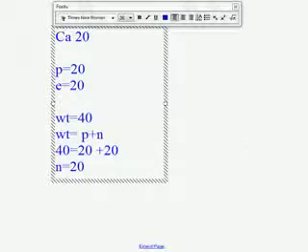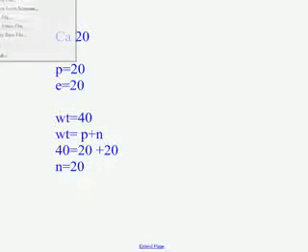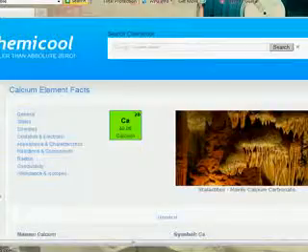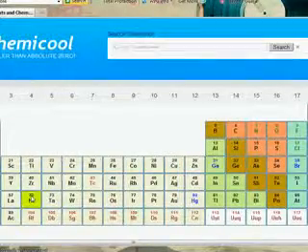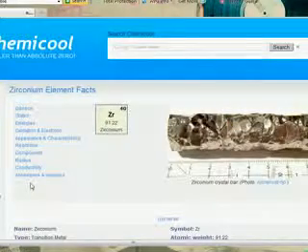Now it didn't have to be that way. Let's do another example. That one came out a little too clean. It doesn't always have to be the same numbers. How about zirconium? Let's try that one. Zirconium is element 40 and it has a weight of 91. So let's take a look at zirconium.